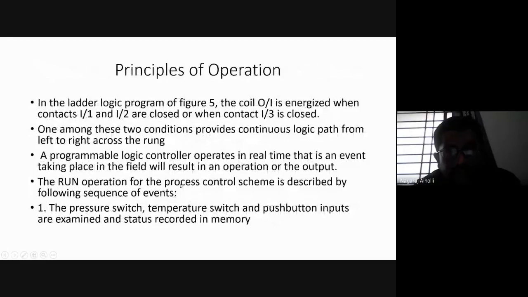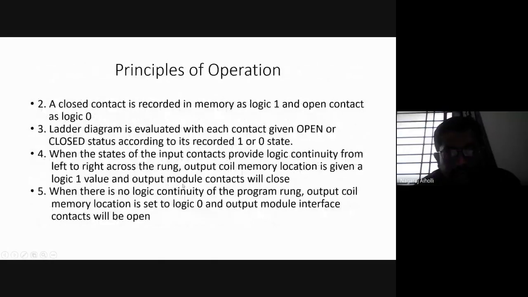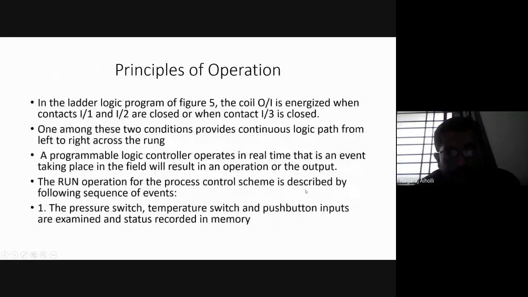So that is what we are calling a real-time event. The run operation for the process control scheme is described by the sequence of events. Whenever the run operation takes place for the process control scheme or for the process control equipment, how does it operate? First, the pressure switch, temperature switch, and push button inputs are examined. They are monitored. Their status is recorded.